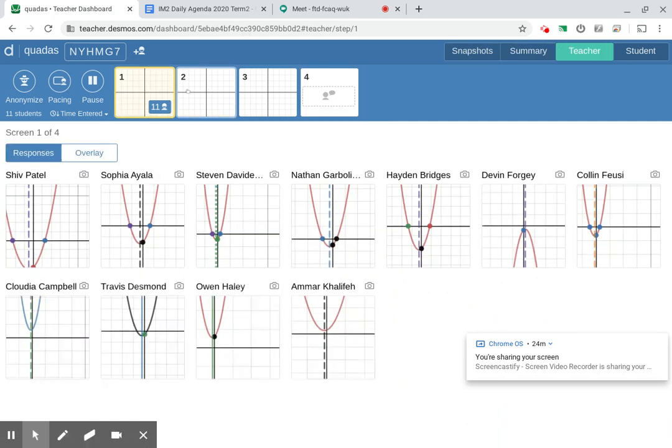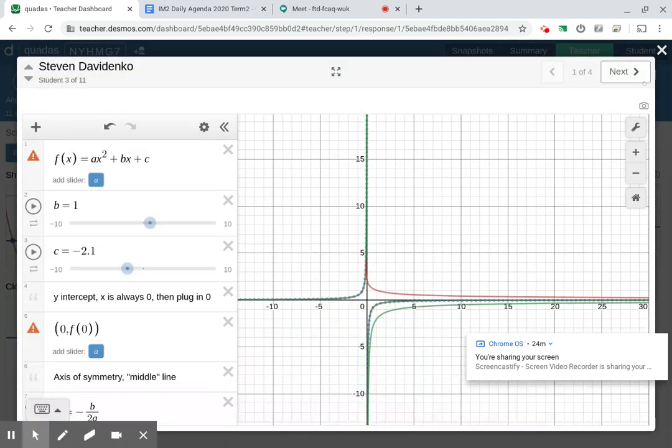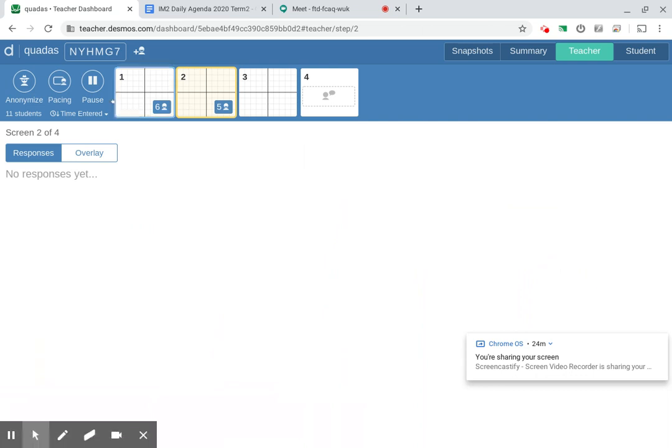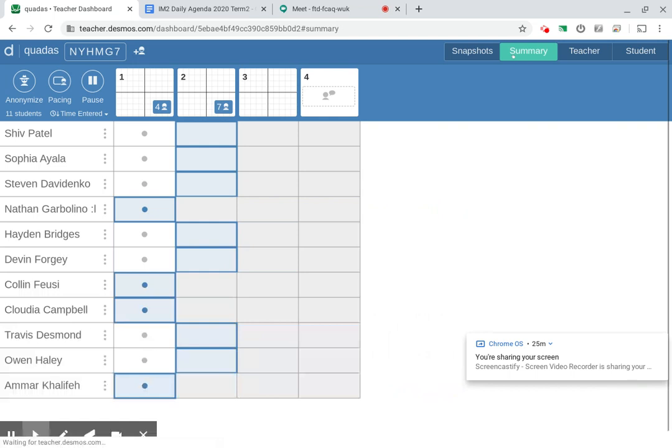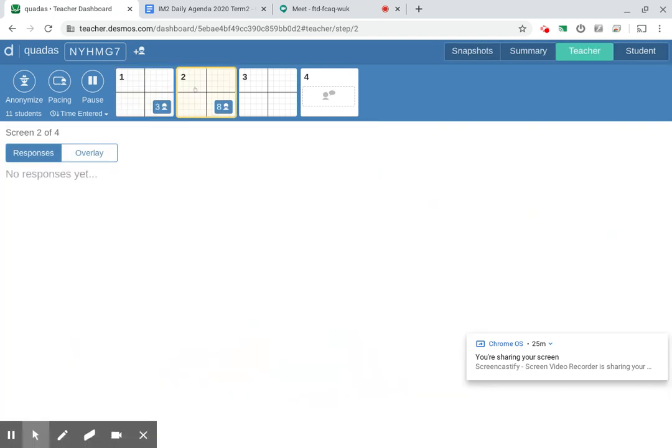Okay, on the next screen, we are going to do... Very cool. David, by the way, Stephen, this is actually IM3 what you're drawing. So go to screen 2, and this time we're going to do vertex form. Let's make sure that the second slide doesn't take anywhere near as long as the first slide. Let's just do 2 slides today.